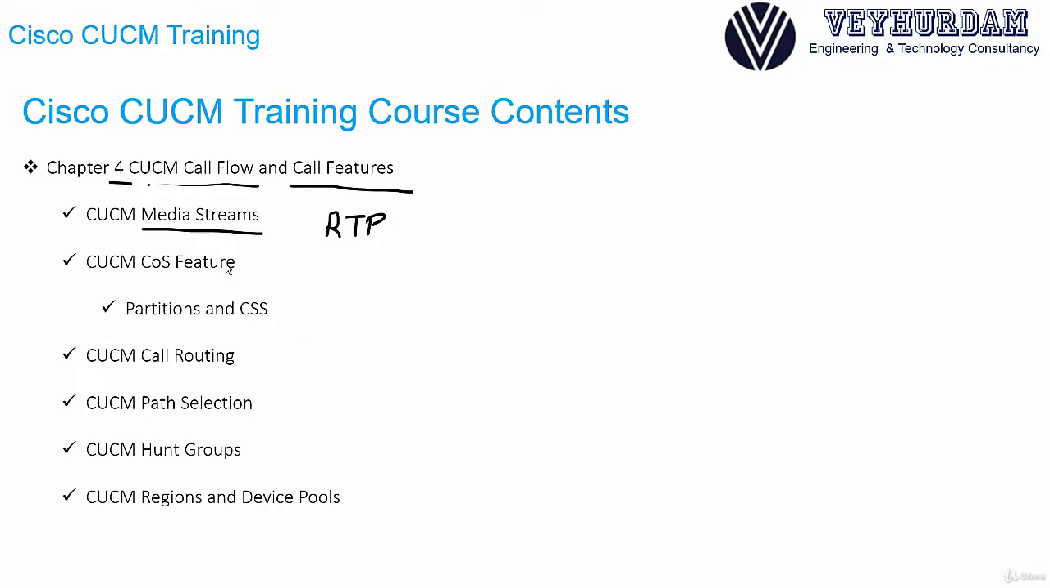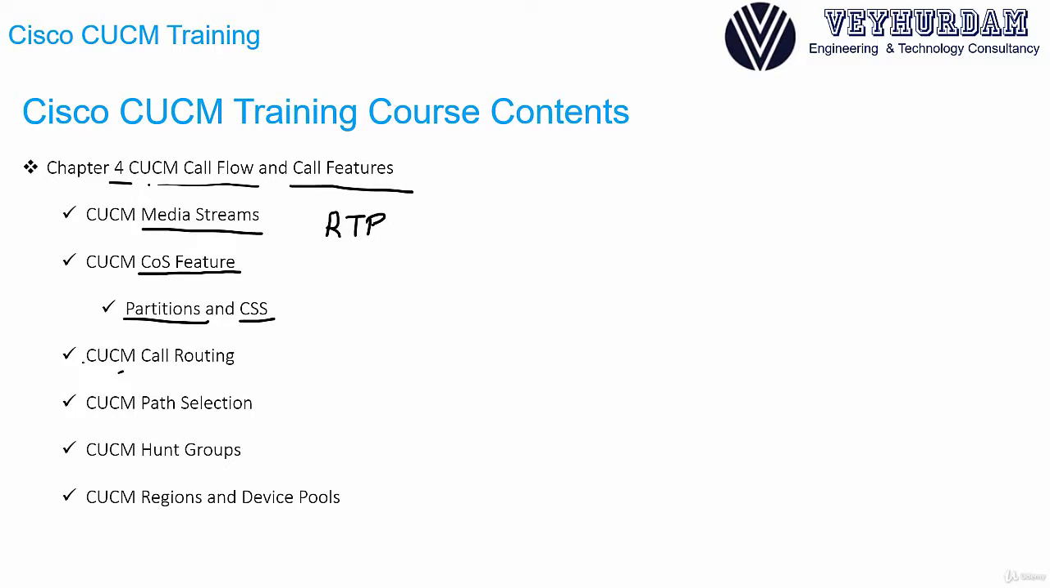Then we will learn CUCM call features, how we can define some partitions, how we can define calling search spaces so that we will be able to define who can call who. And with the help of partitions and CSSs, we will define some rules between calling privileges, and we will let specific destination patterns for specific numbers.